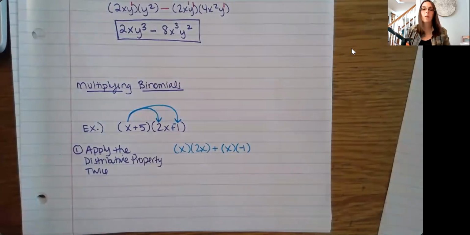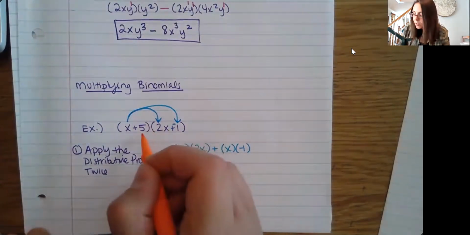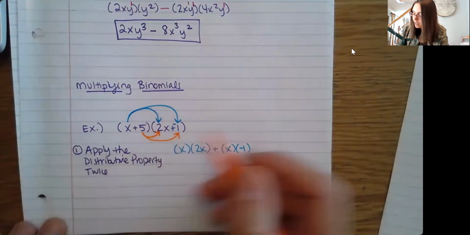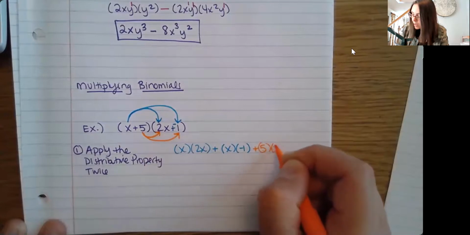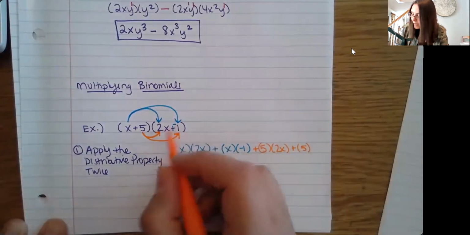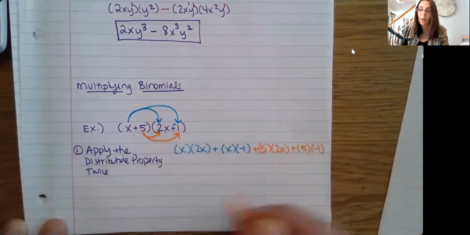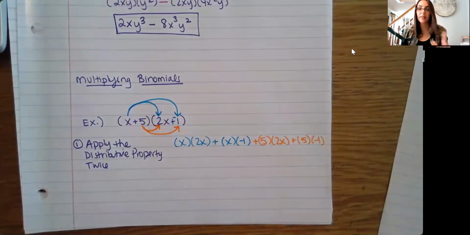And now I'm going to do the 5. So you can put the little things up top if you want. I like to do it on the bottom just so I can see it better. But I'm going to distribute that 5 to both parts as well here. So I'm going to take a positive 5 and multiply it by the 2x. And then I'm going to take a positive 5 and multiply it by that -1. So each piece in the first group gets distributed to each piece in the second group.